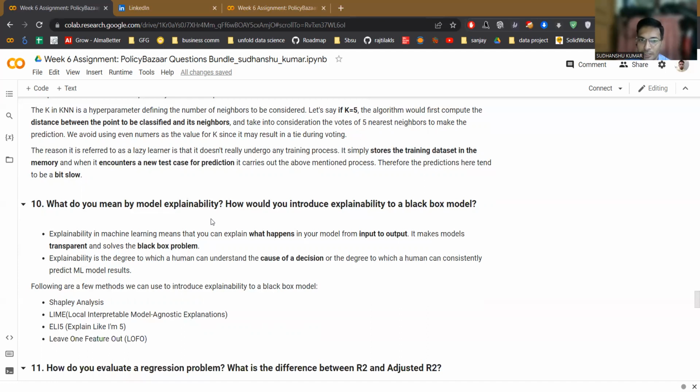Model explainability is the degree to which a human can understand the cause of a decision, and consistently predict the machine learning model's result. There are various methods to introduce explainability in a black box model: Shapley analysis, LIME, which is also called Local Interpretable Model-agnostic Explanations, ELI5, explain like I am 5, and leave one feature out.